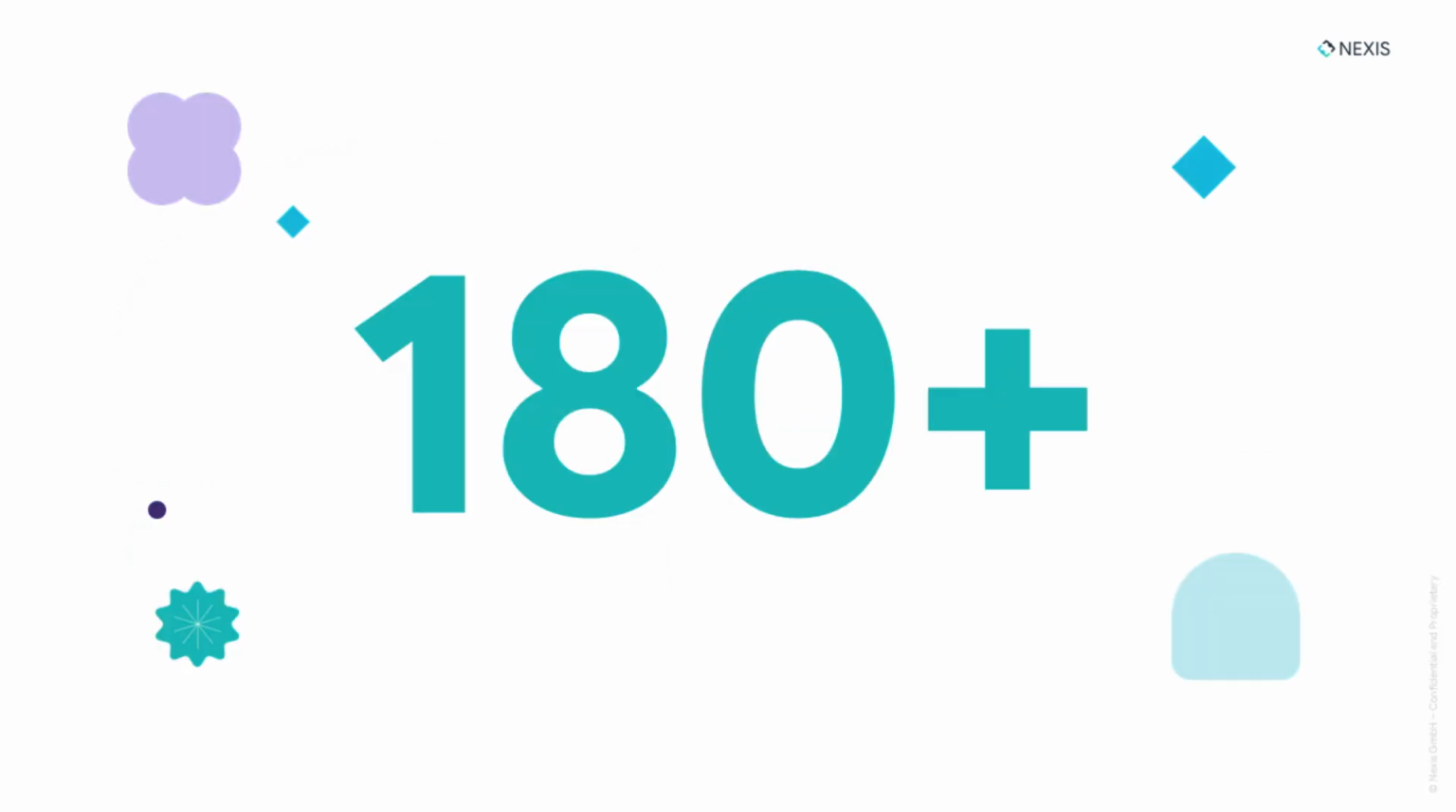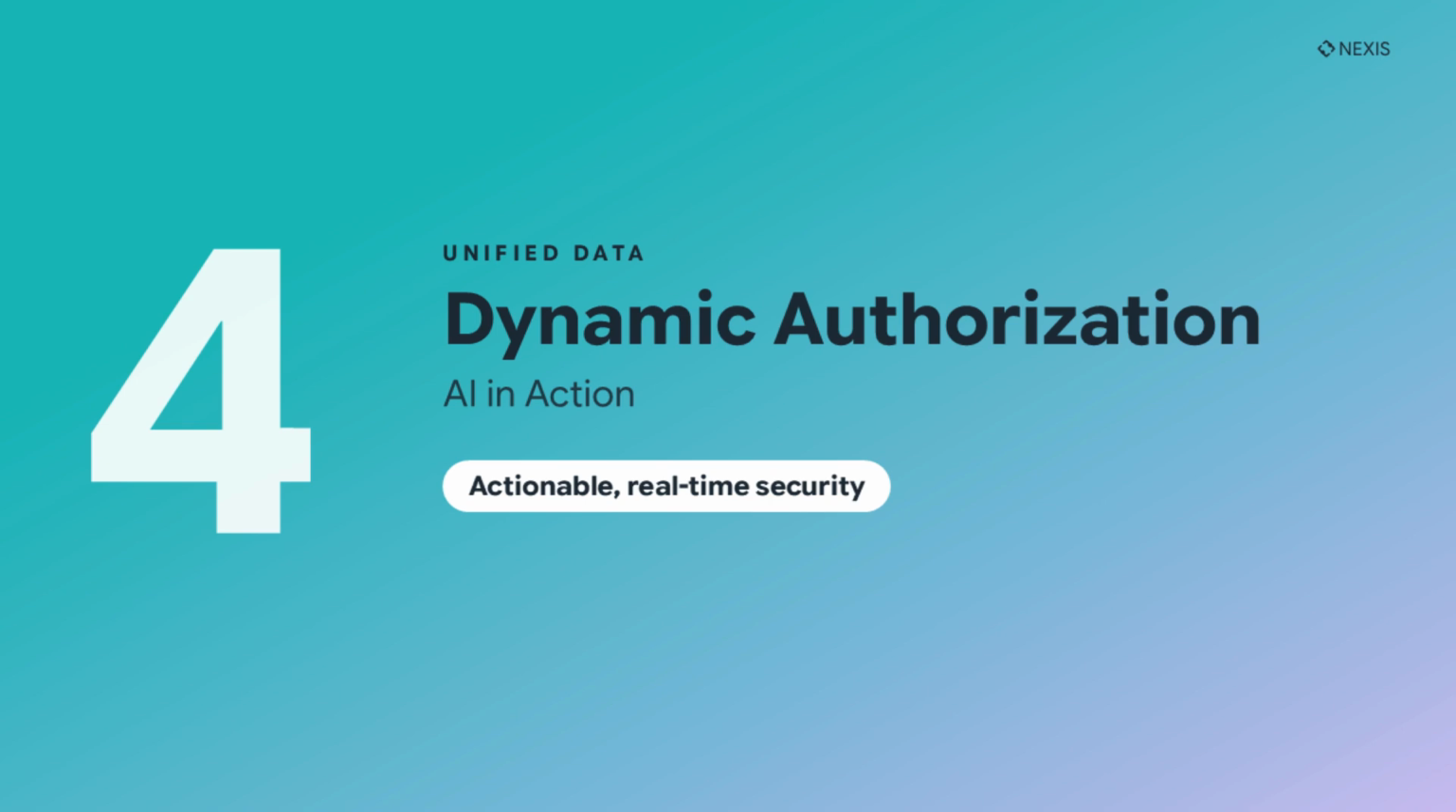Plus, instead of spending months doing painful custom coding, which usually just kills these integration projects entirely, NEXIS deploys in literally a matter of weeks. They pulled this off by using over 180 zero-code, pre-configured governance templates, so your security teams can actually start getting actionable insights almost immediately. Moving right along to Section 4, AI and dynamic authorization.